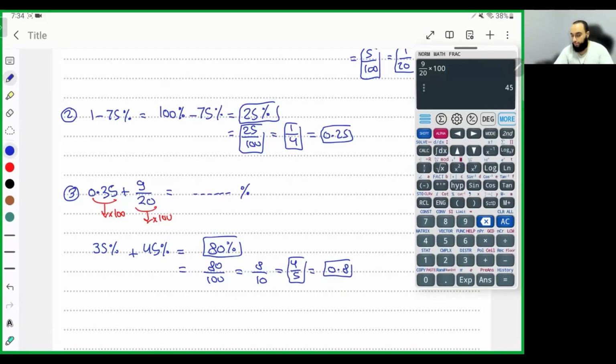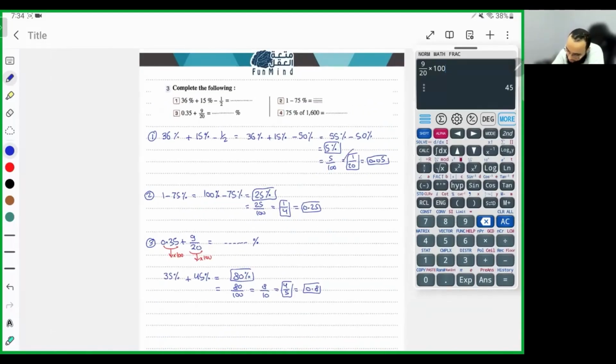But the most important thing is, if you want to write it as a fraction, write it in the simplest form. So this is the simplest form. And here, this is the simplest form. And here, this is the simplest form.